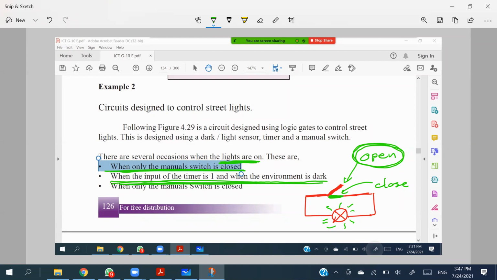Can you all understand both the scenarios where the bulb is on? Yes, everyone? If you still have any doubts, just let me know. Yeah, I need the confirmation from everyone. Is that clear? All right.